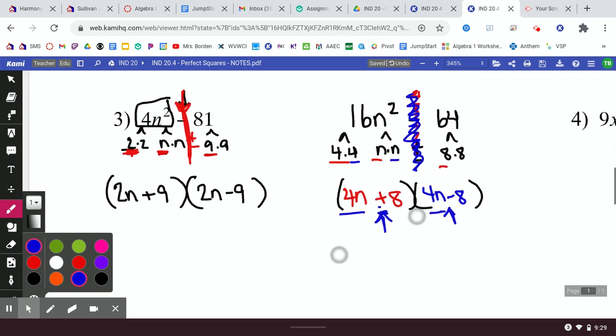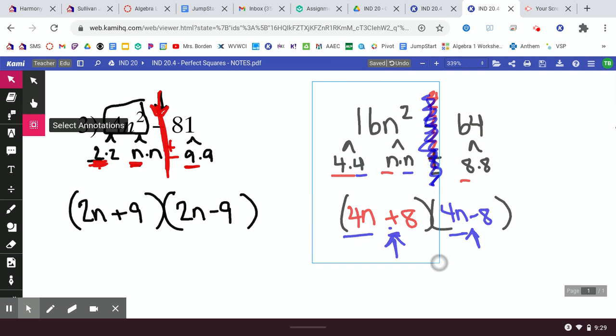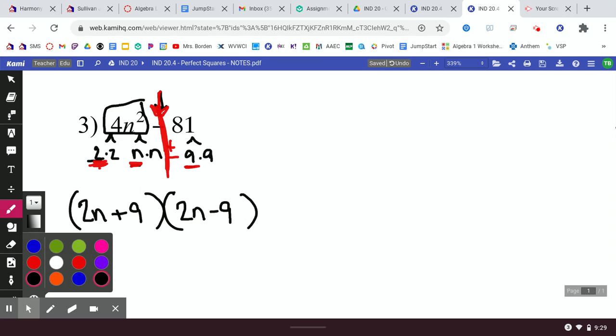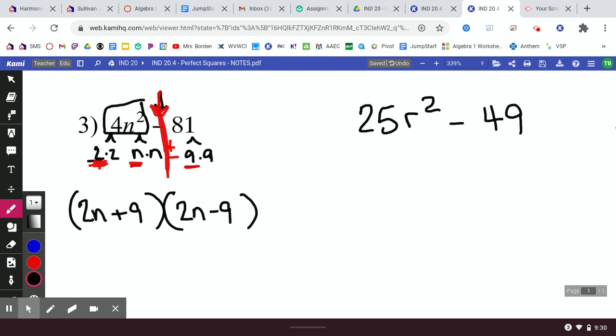I'll do one more example like that, just to make sure. And again, you don't have to write this last example down in your notes. I just want to do one more just to make sure that we are clear without so many squiggly lines everywhere. All right, so making one up, I've got 25, I'll quit using n because it's not always going to be n. 25r squared minus 49. Okay, it's a difference of perfect squares because 25 is perfect, r squared is perfect, 49 is perfect, and it's a difference problem.